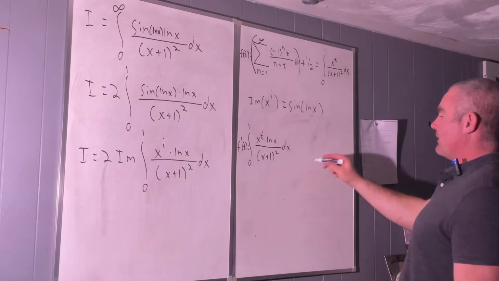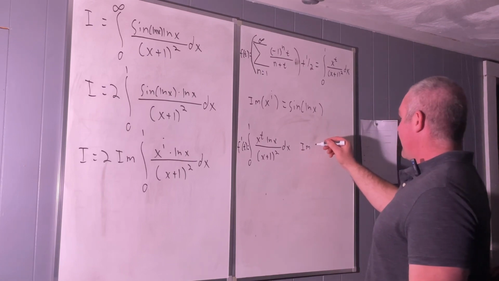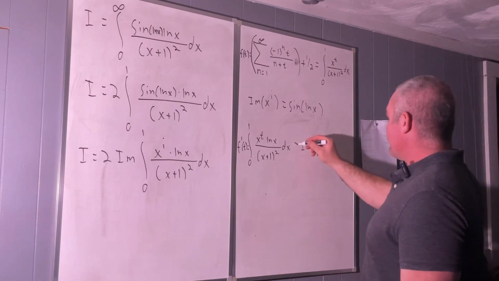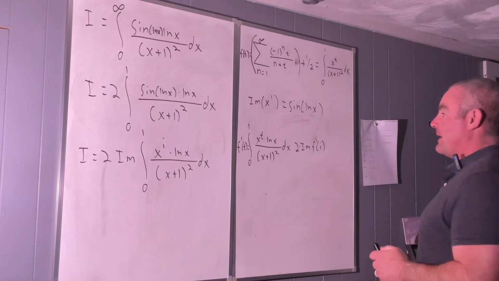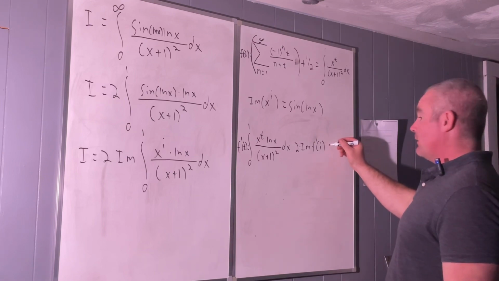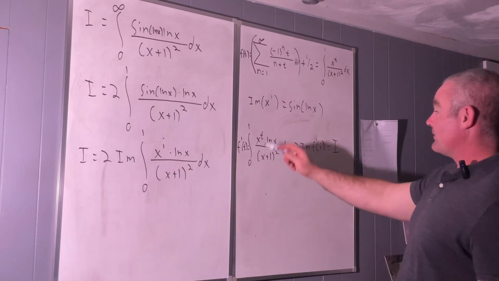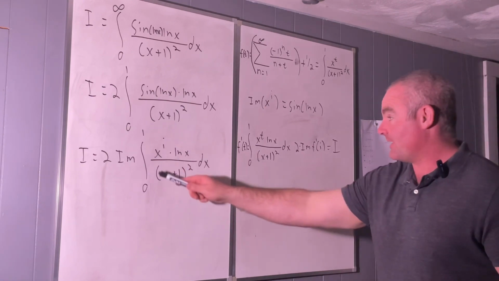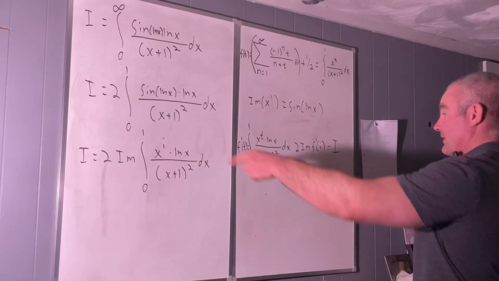So from there, we can get this. If we take 2 times the imaginary part of our f prime evaluated at the point I, we will recover our original integral, right? Because if we plug in I for this, we get the integral from 0 to 1 of x to the I natural log x over x plus 1 all squared, which is this thing right here. And then multiplying it by 2 and taking its imaginary part gives us I.